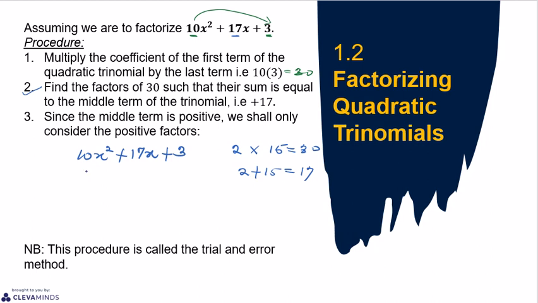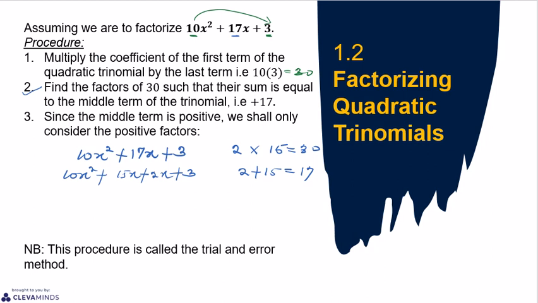Good. So I'll just come here and write 10x squared plus 15x plus 2x plus 3. So that brings us to this. 5 is common in this. So we have 5x, because x is common.